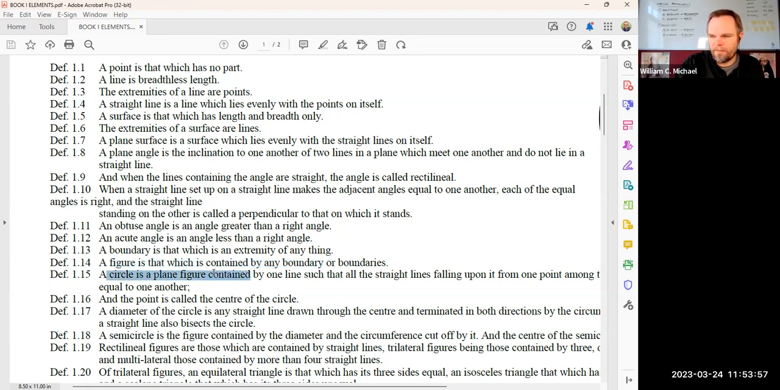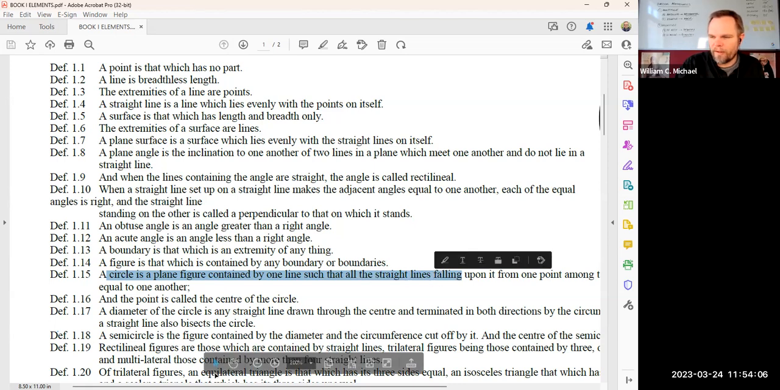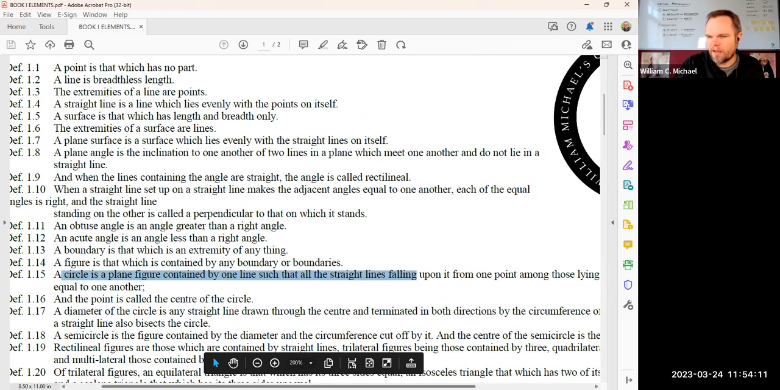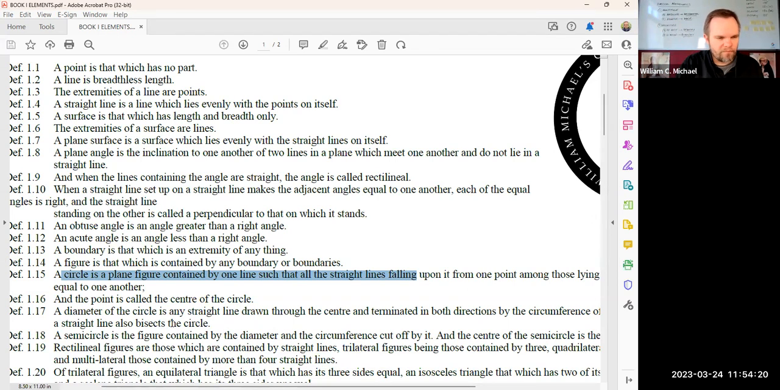A circle is a plane figure contained by one line such that all straight lines falling upon it from one point among those lying within the figure are equal to each other. What in the world does that mean? If we were to take this line, which is the circle, and make 1,000 different points anywhere we wanted on that line of the circle, and we were to draw lines from that point on the circle down into the circle, we would find that it's possible to form a straight line from every point on the circle that's equal to the line drawn from any other point on the circle.